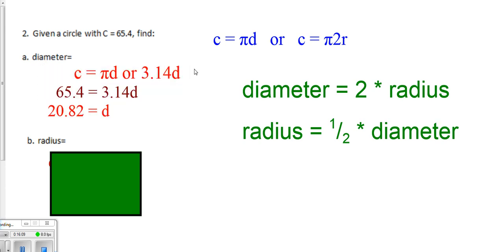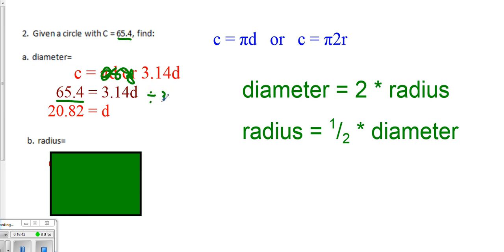So let's look at finding the diameter. Circumference equals pi times the diameter, or 3.14. That's what we use for pi times the diameter. It looks like here they're using more of an approximate decimal, so we're actually going to get rid of this one. We're not going to use this one. We're going to use the 3.14 times the diameter. We're going to plug in 65.4 for our circumference. So 65.4 equals 3.14 times the diameter.